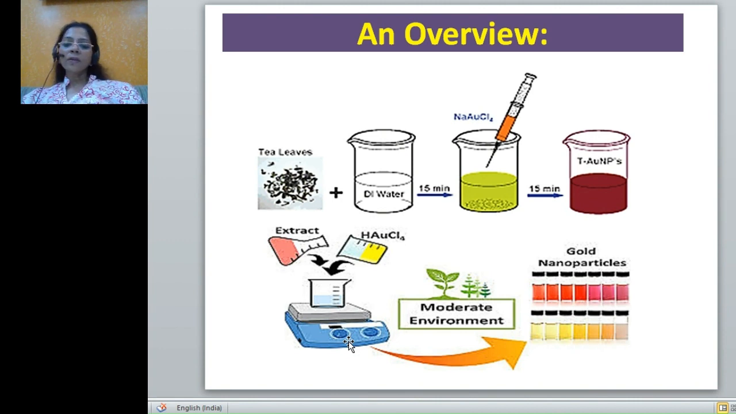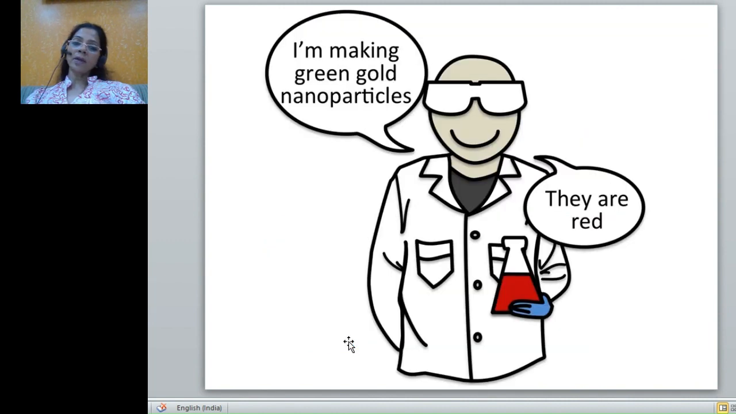Again, we may get different color solutions. Some students may get a light brown solution, some may get a red solution, and some may even get a blue-green kind of solution. It depends on what particle size is present. Some students, by mistake, let the tea leaves stir for a longer duration, and many polyphenolic compounds and other compounds are extracted. That is why it is important to control the time and the amount of the tea leaves and the auric salt. This will give us a red color solution of the nanoparticles.